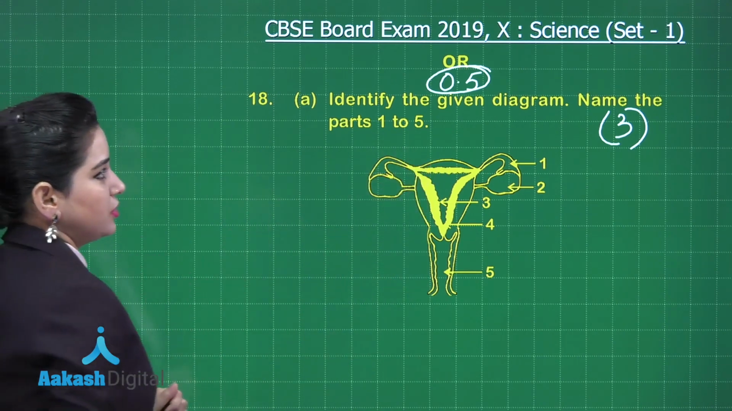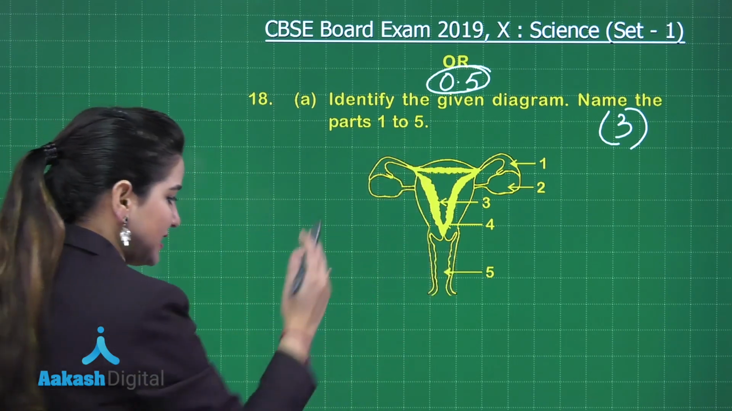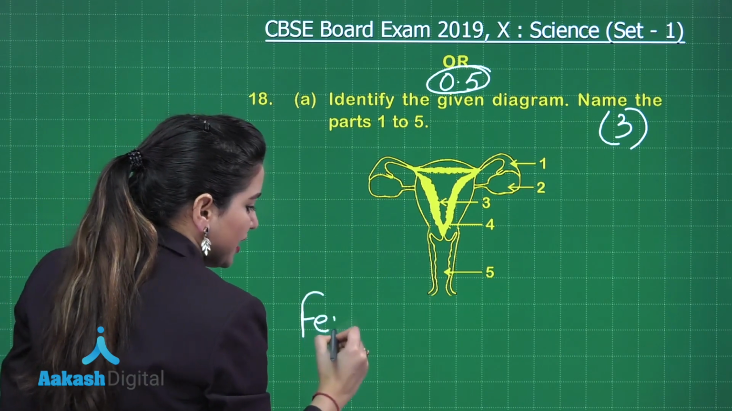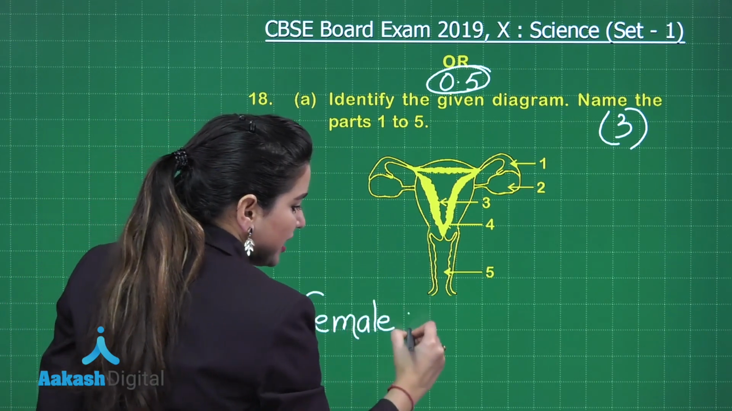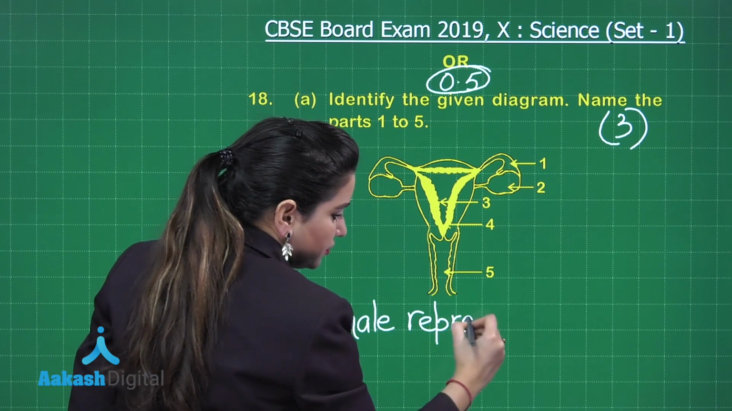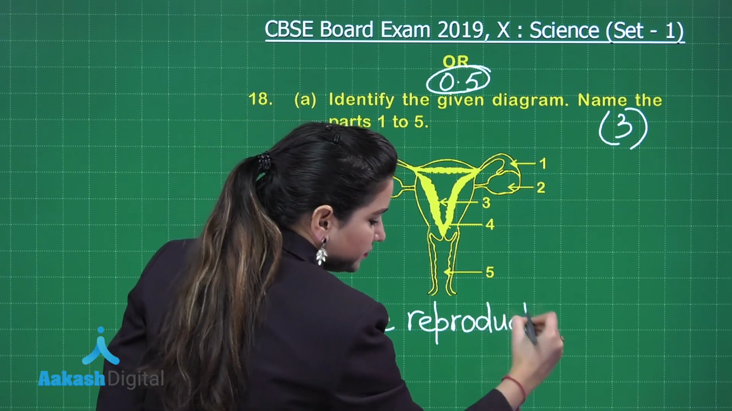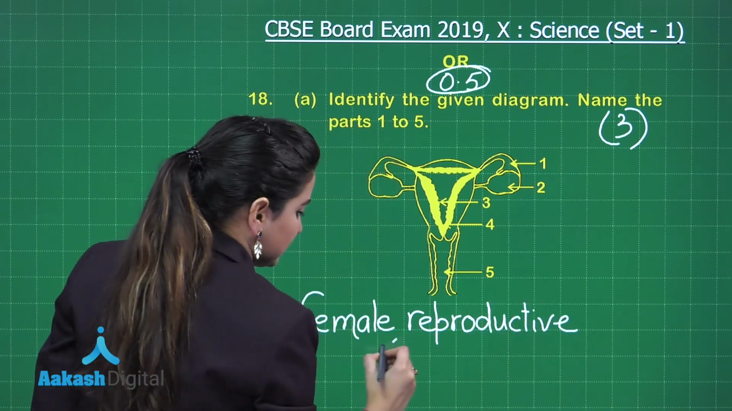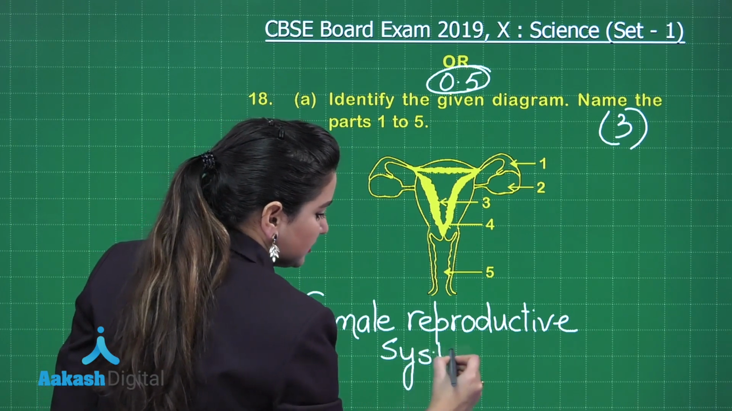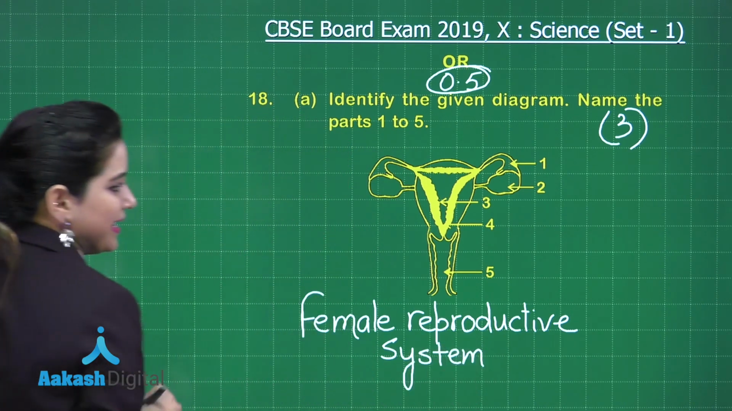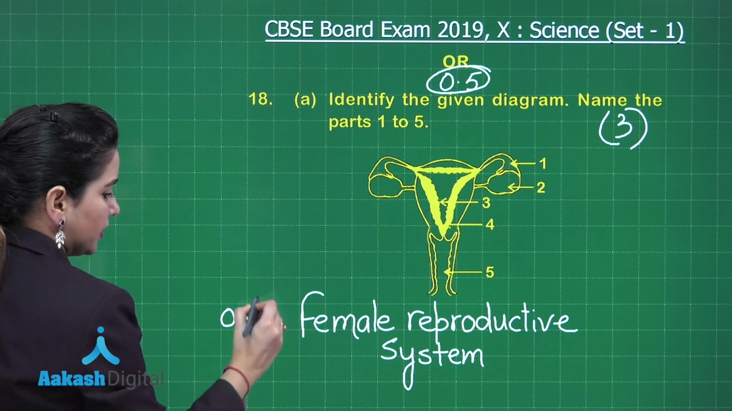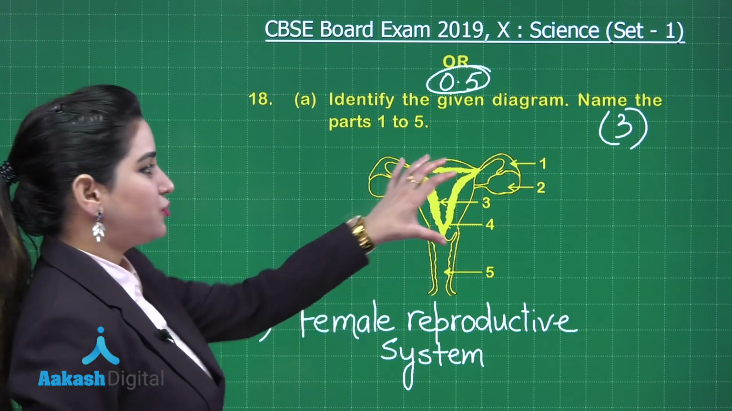So, what do you see, students? What is this given diagram? Isn't it the diagram of female reproductive system? So, yes, this is the diagram of female reproductive system. For writing this, you are going to get 0.5 marks here. And then we have to label it.